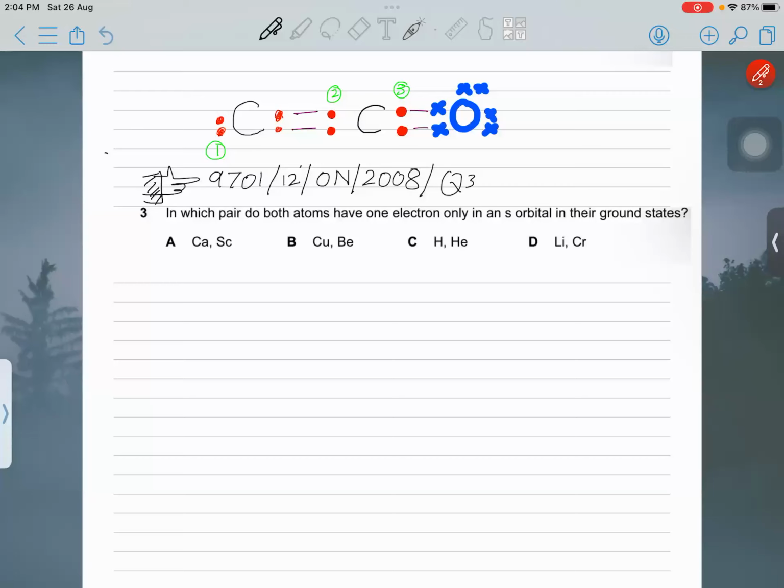In which pair do both atoms have one electron only in an s orbital in their ground state? Now listen. First, write the electronic configuration of calcium. 1s2, 2s2, 2p6, 3s2, 3p6, 4s2. So calcium has 2 electrons.